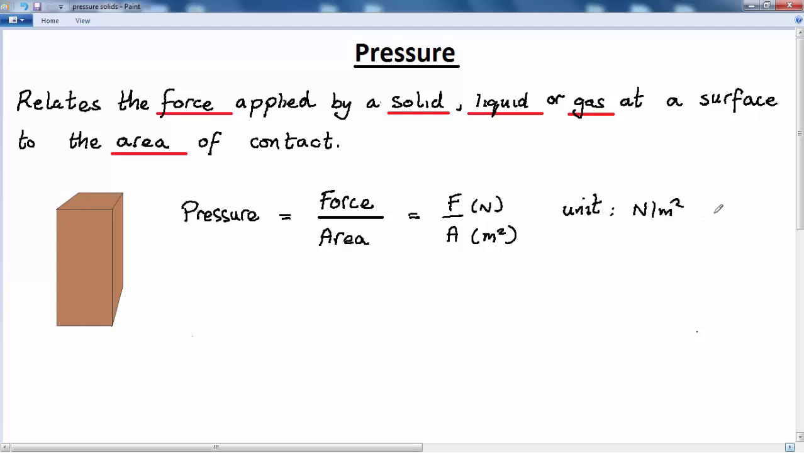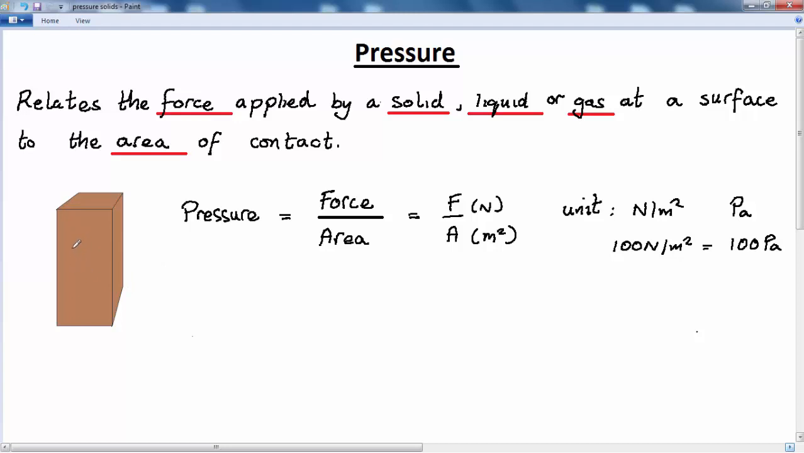Now this is also known as the Pascal, okay? After the French scientist Blaise Pascal, who did a lot of work with pressure. So 100 newtons per meter squared equals, for example, 100 pascals. Okay, so just to help us understand this, let's take an example.